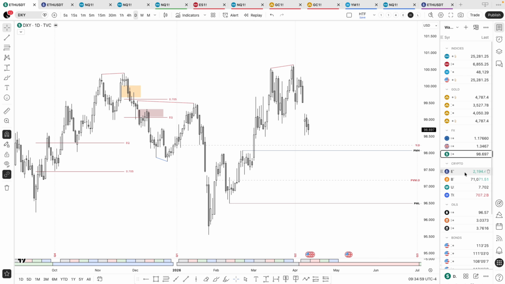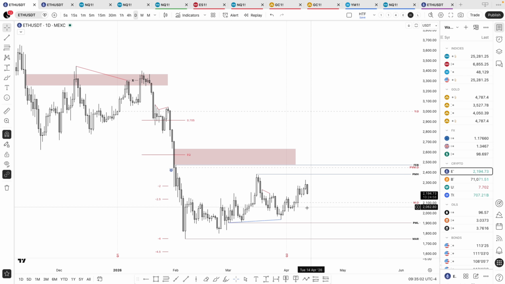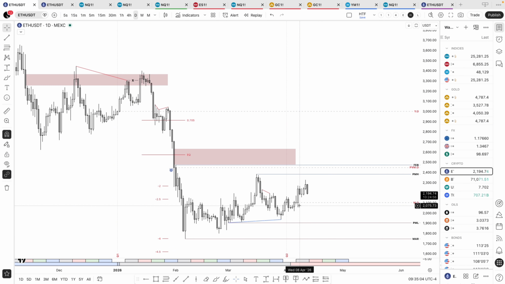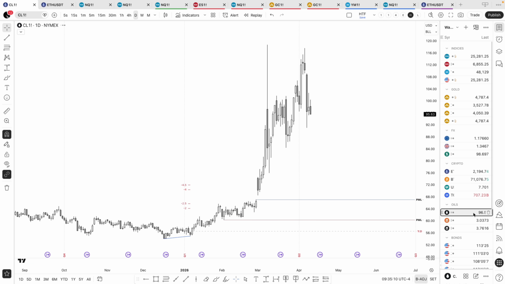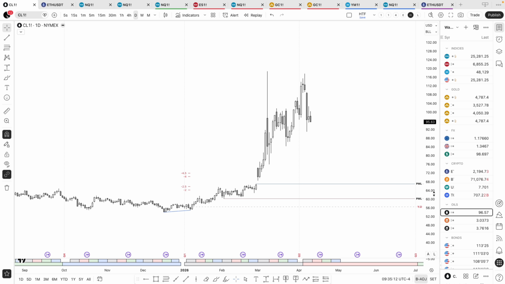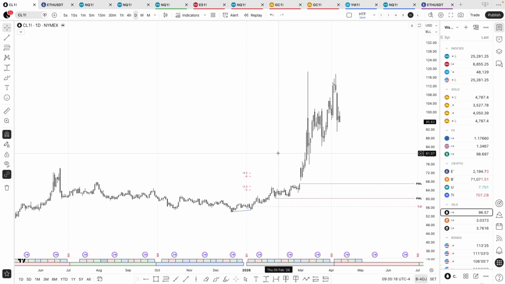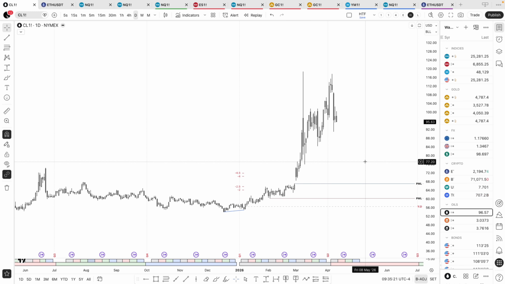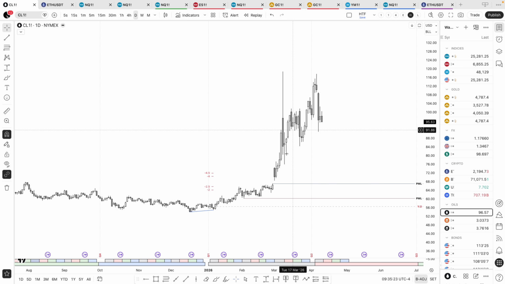But yes, and then you have Ethereum, where the interest is simply because of what we are doing and what we have done so far. And then you have oils, absolutely no interest. We do have a cracking correlation with this high right here, but no interest whatsoever at this current point in time. This speaks for itself.